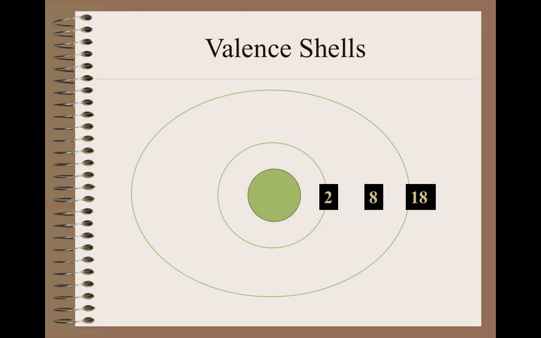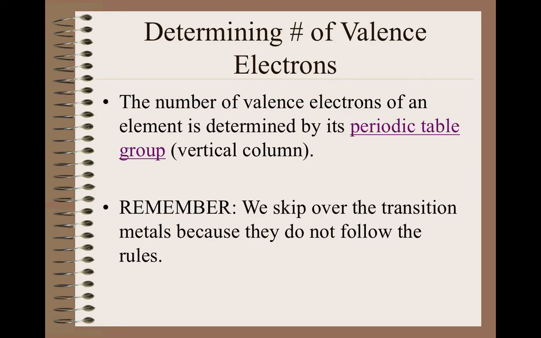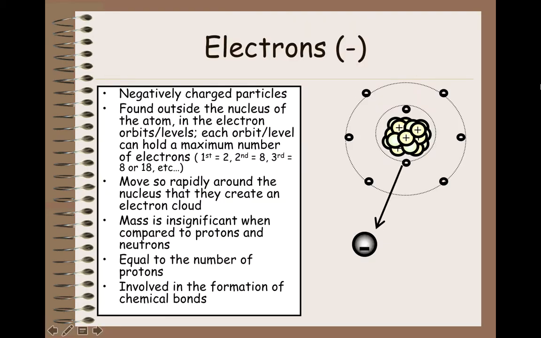Again, these electrons orbit in shells, and each shell can only hold so many. We talked about that. I don't want to go any more into that. But what we do need to get into is how we determine the number of valence electrons. Now, there's two different ways. One way is drawing an image like this, which we will do a little bit later, but not now.